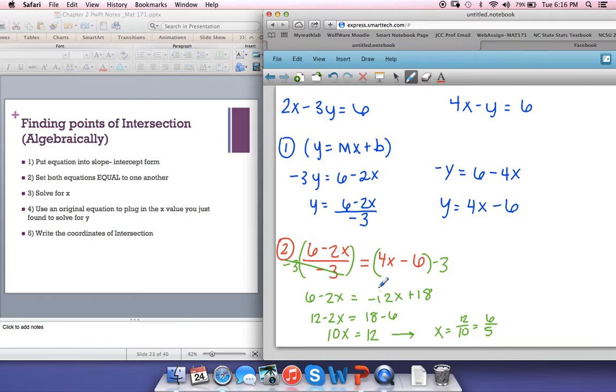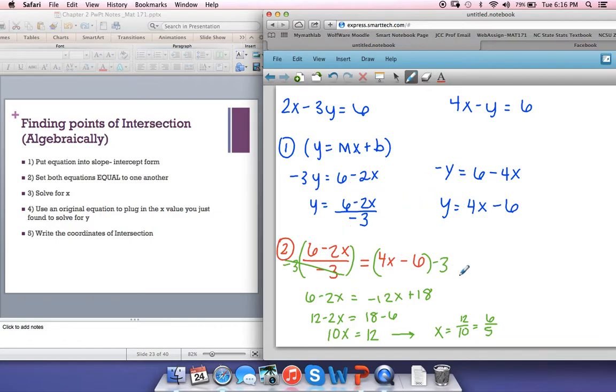So basically, you need to find y. Now, I said an original equation, but you can actually use the ones where you set it equal to slope-intercept form. I personally think it's easier because you're solving for y, so why not use the equation that is already set to y? Also, either equation is fine.